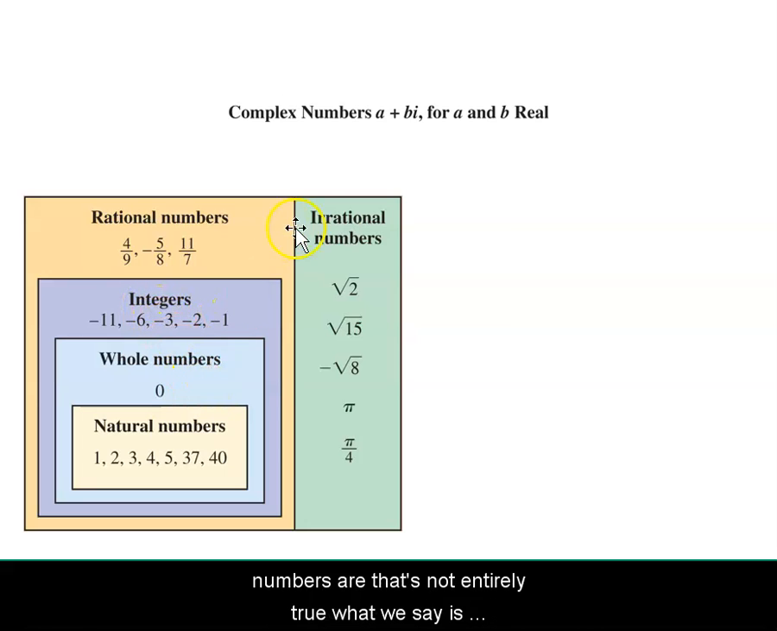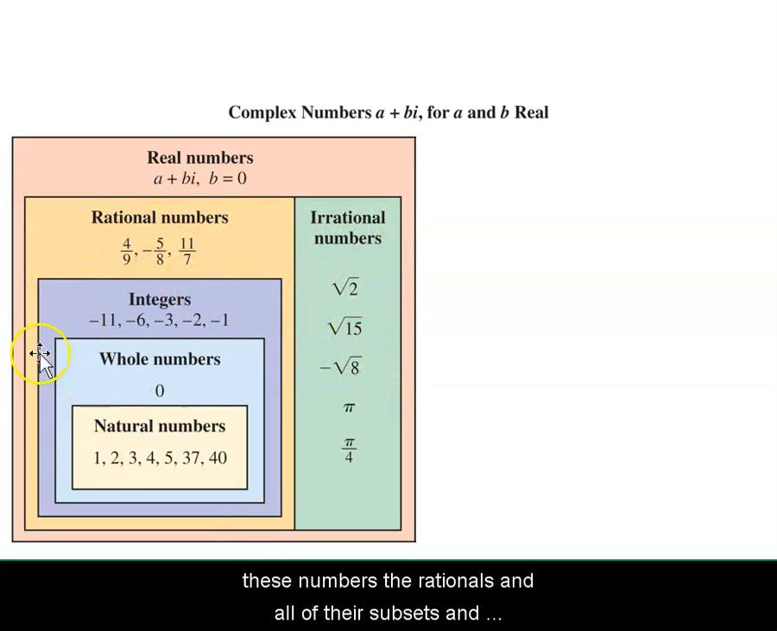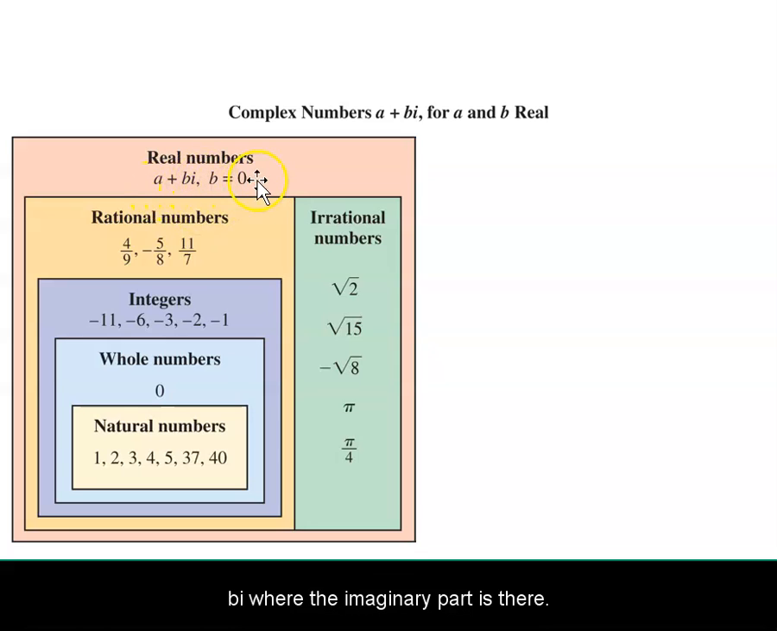Okay, that's not entirely true. What we say is that the irrational numbers are actually more dense. So in between 0 and 1, there's more of these kind of numbers than there are all of these numbers combined. So they're densely packed together. All of these numbers, the rationals and all of their subsets and the separate set of irrational numbers together create the real numbers. So the real numbers are all numbers a plus bi, where the imaginary part is 0.